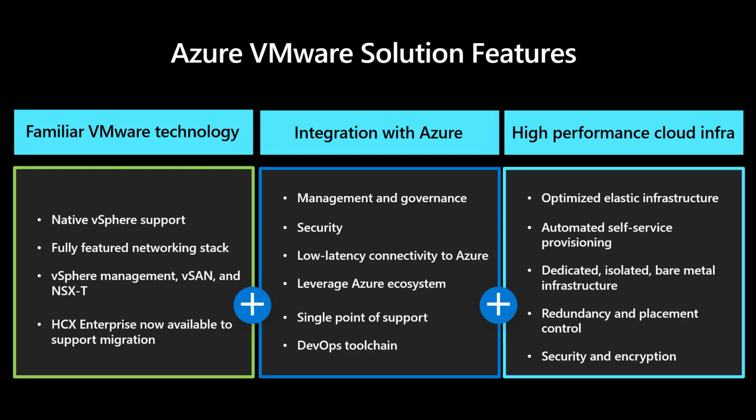When you think about the high-performance cloud infrastructure, you get the optimized elastic infrastructure. There's the automated self-service provisioning and deprovisioning. You don't have to wait months to add an additional host. It's a matter of minutes. These are dedicated, isolated, bare metal infrastructure instances for you and your company or your customer. Then you've got redundancy and placement control, plus security and encryption.